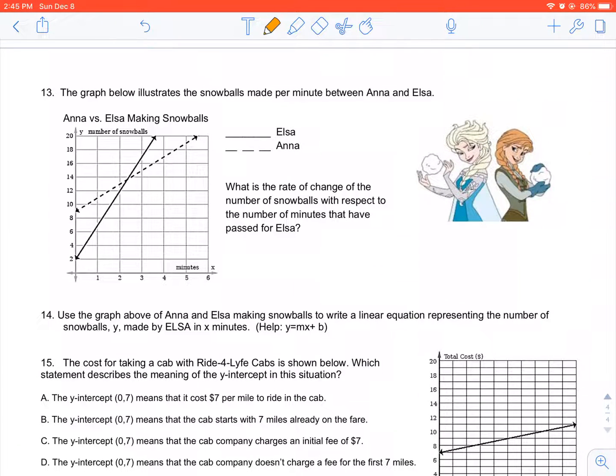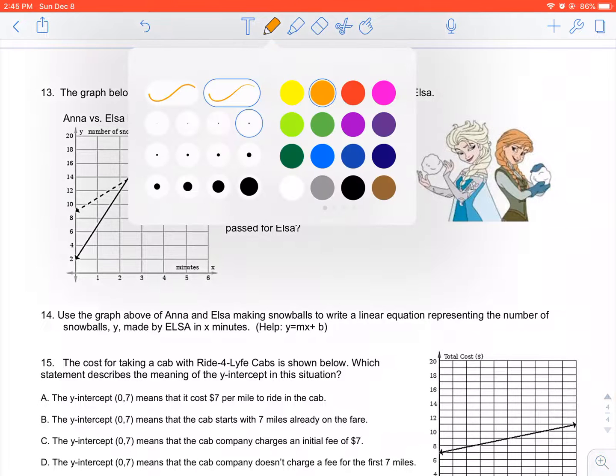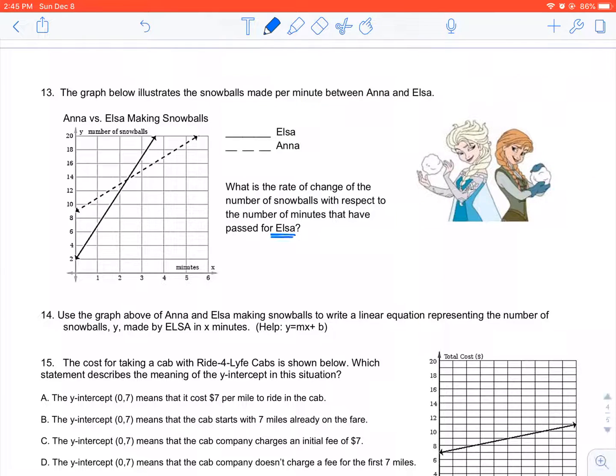The graph below illustrates snowballs made per minute between Anna and Elsa. And we have a graph. What is the rate of change of number of snowballs with respect to the number of minutes that have passed for Elsa? So what we need to do is we need to focus on Elsa. And Elsa is the solid line. So this is going to be her right here.